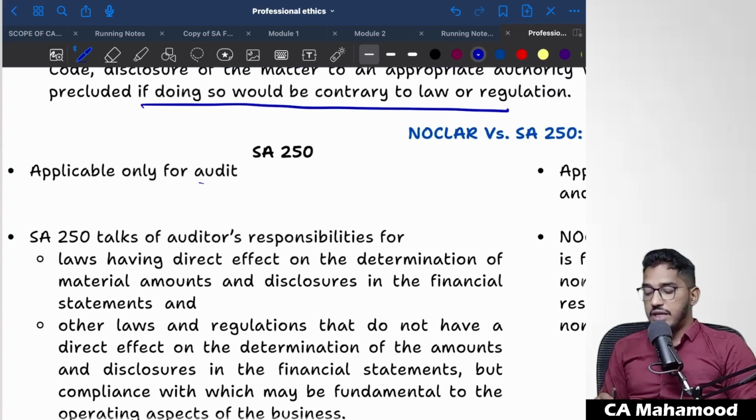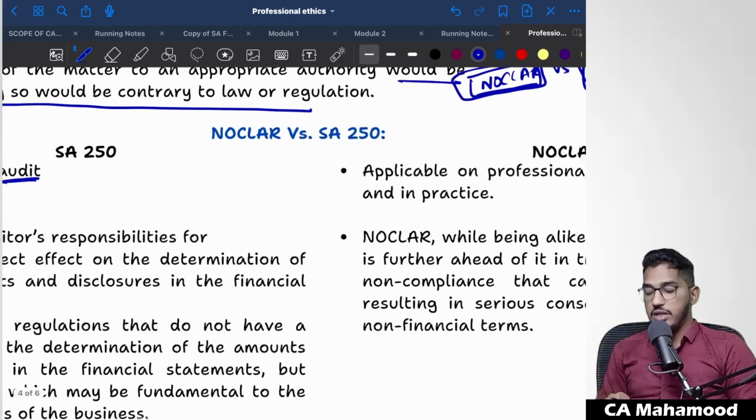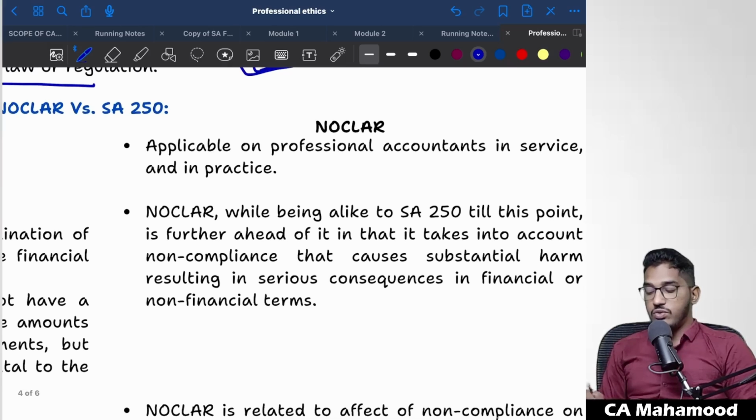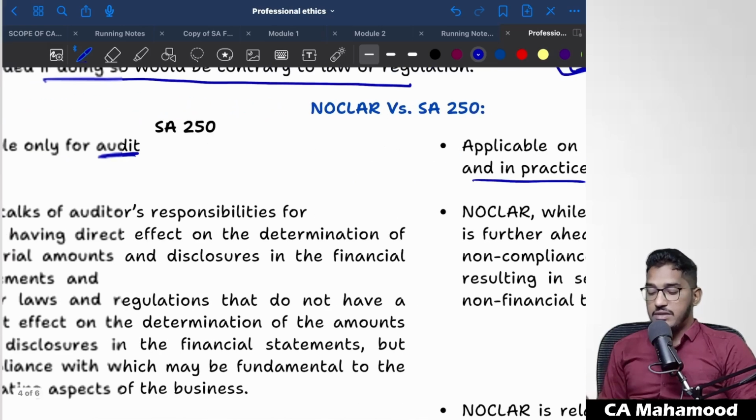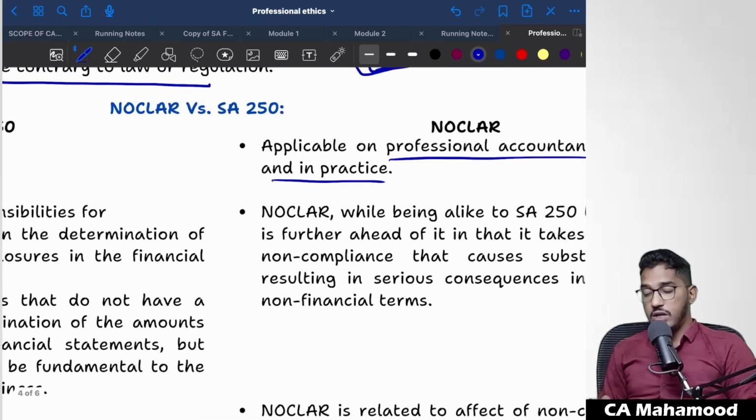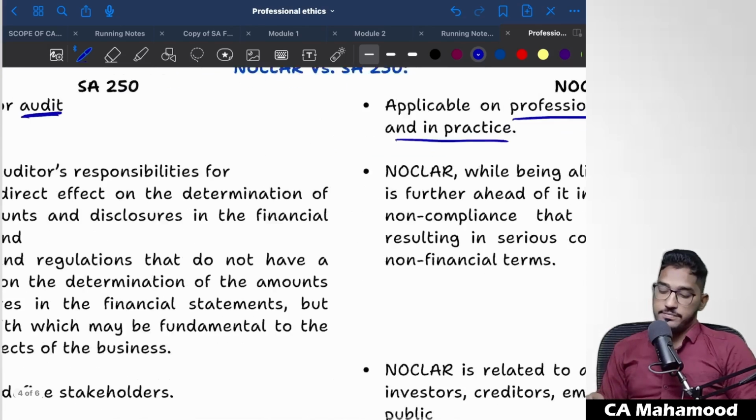So SA 250 will be applicable only for audit. SA 250 will only become applicable if you are a chartered accountant in practice, and if you are conducting an audit assignment, then only SA 250 will become applicable. But if you pay close attention, just now as I have told, Noclar will be applicable for professional accountants in service also. Noclar will be applicable for professional accountants in practice also. But SA 250 will become applicable only when you are in practice and you are conducting audit assignments. But Noclar will be applicable even if you are in service.